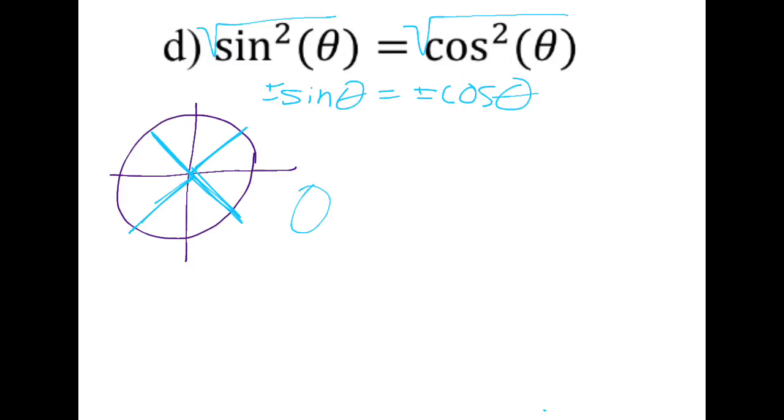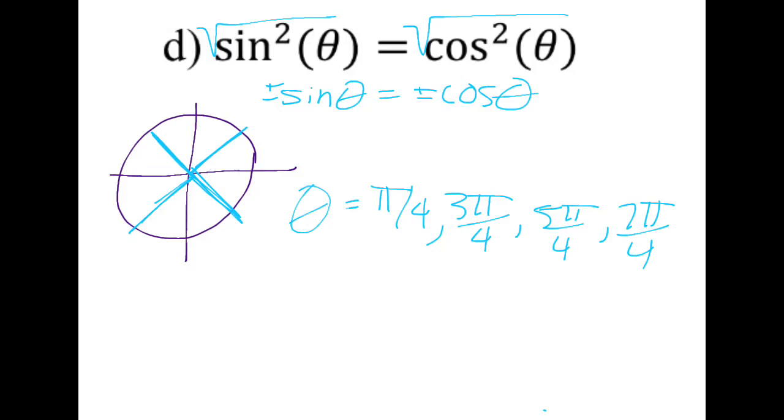So our theta values have to be pi over 4, 3 pi over 4, 5 pi over 4, and 7 pi over 4. And that's it. There's nothing else I can do because those are the only increments on there we can draw that give me those equivalent values.